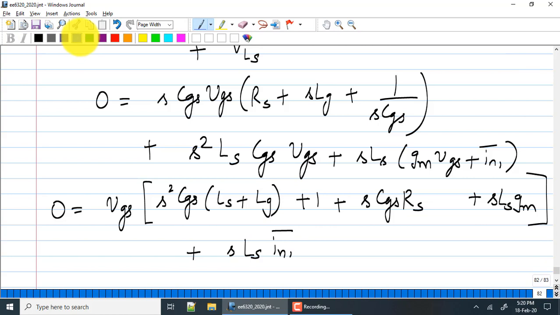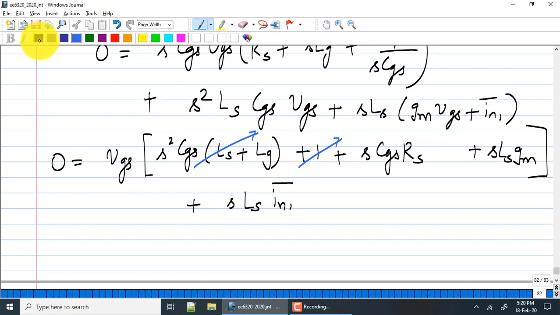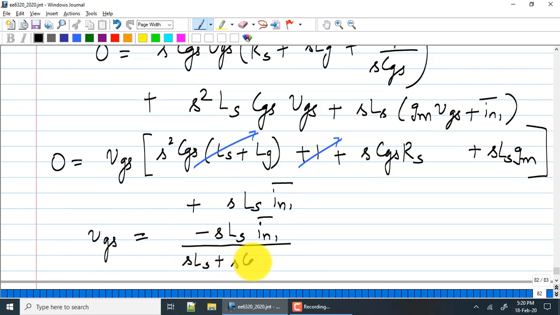What do you know about this at the resonant frequency? If you were to set S equals j omega naught, S squared CGS and LS plus LG plus 1 will go to 0. Okay? So which means VGS is basically minus SLS into IN1 by SLS plus SCGS RS.